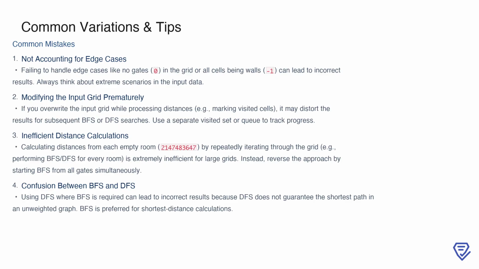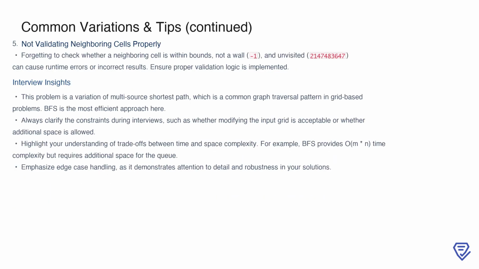Lastly, there's often confusion between BFS and DFS. For this problem, BFS is the better choice because it guarantees the shortest path in an unweighted graph, whereas DFS does not provide this guarantee and can lead to incorrect results. Another key issue is failing to validate neighboring cells properly. Before processing a neighboring cell, ensure it's within the grid bounds, not a wall, and still unvisited. Skipping these checks can lead to runtime errors or incorrect results.